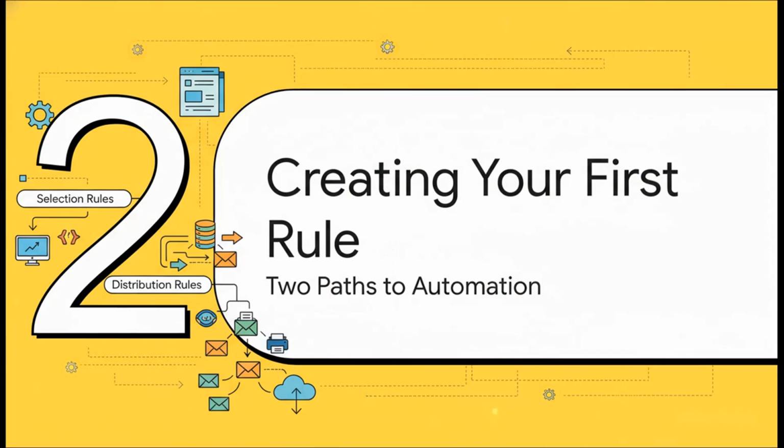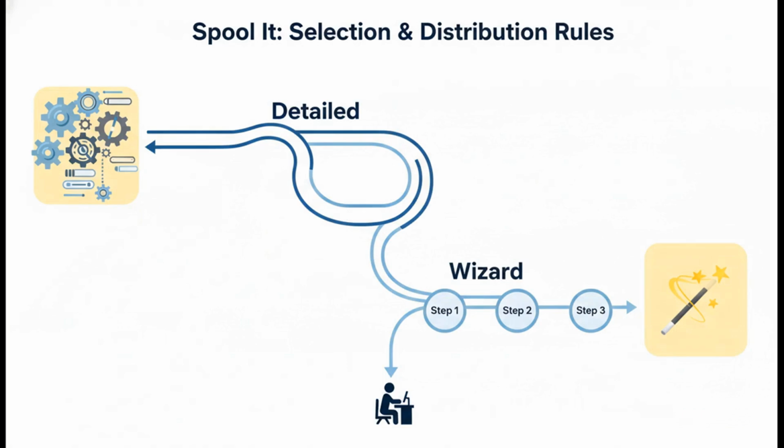Okay, so now that we get the concept, let's actually put it into practice. SpooliT gives you 2 main ways to create these rules, and each one is designed for a different kind of job. For those really tricky, complex jobs where you need to tweak every single detail, you've got the detailed overview. But honestly, for most common tasks and for getting started super fast, the wizard is your best friend. It just walks you right through it.